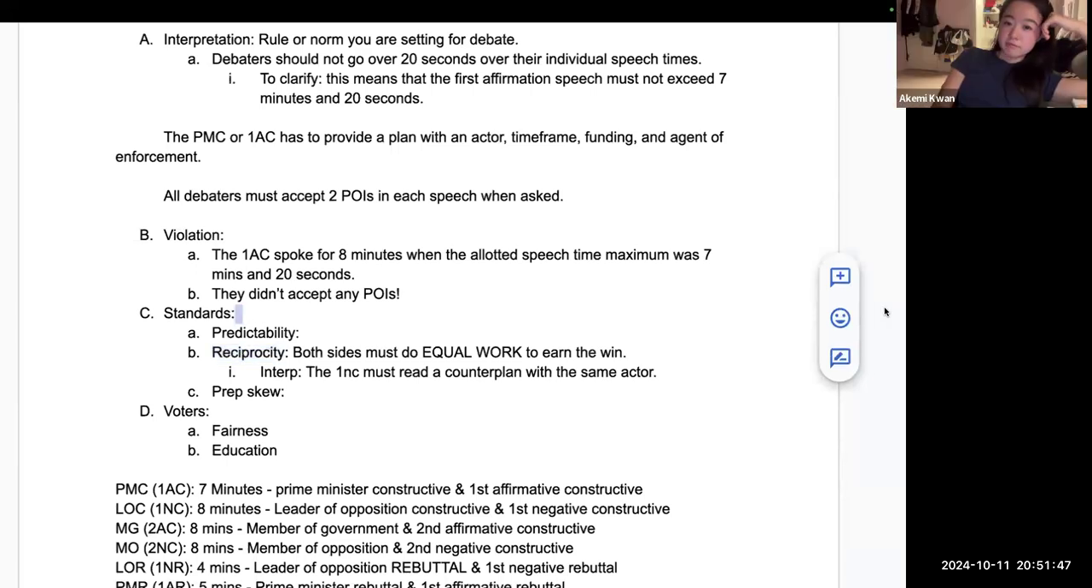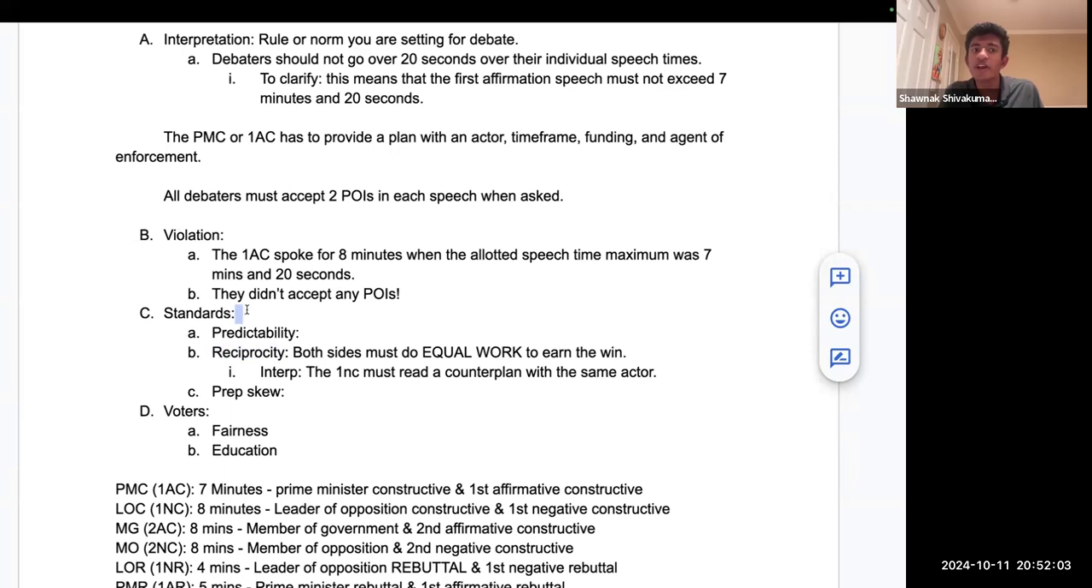Wait, is it that voters always have something to do with fairness and education, but then standards for every round can change based on the offense or abuse that the other side committed? Yeah, that's very close. I would say that standards are like in-round debate norms. These are tangible debate concepts, like prep skew. Like your prep literally got skewed, or your ground got stolen, or you couldn't predict.